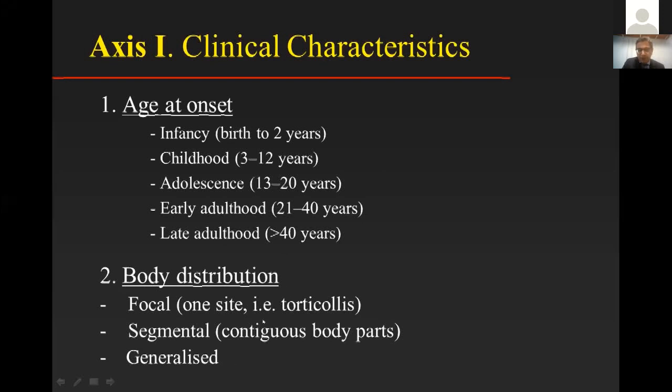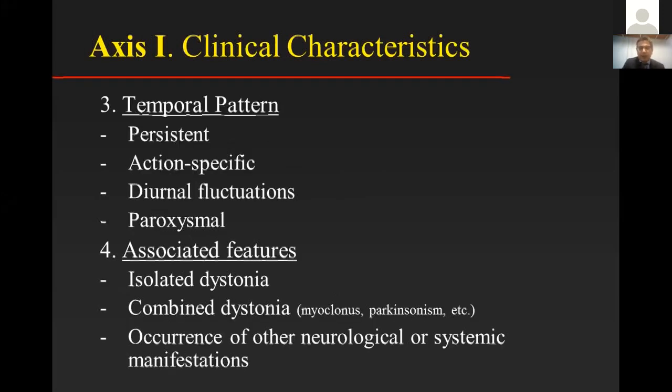So with regard to body distribution, is it focal, just one part like somebody with torticollis? Is it segmental, or is it generalized? And then another thing in the clinical characteristics, and this is new, is with regard to associated features. Of course, you're looking at the temporal pattern as well. Is it action induced? Is it paroxysmal? Is there diurnal fluctuation? But this here is a new thing with regard to the consensus statement.